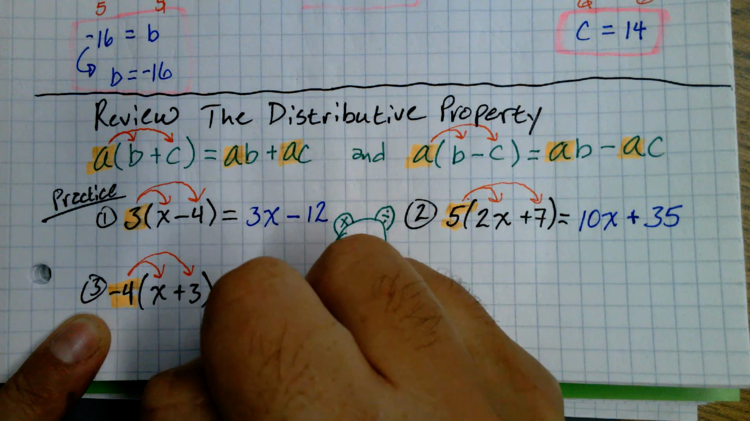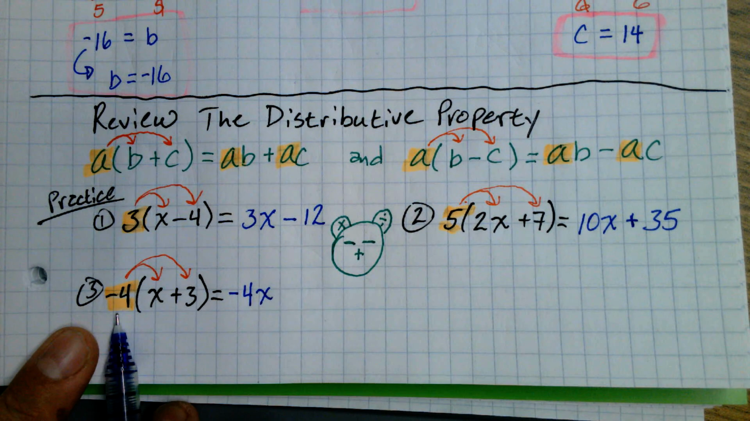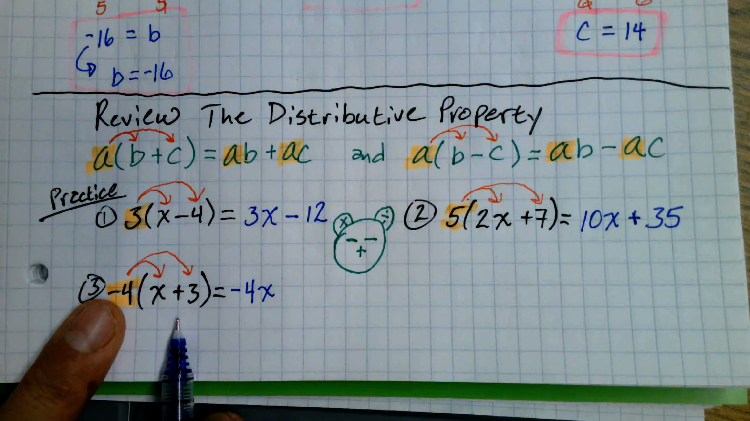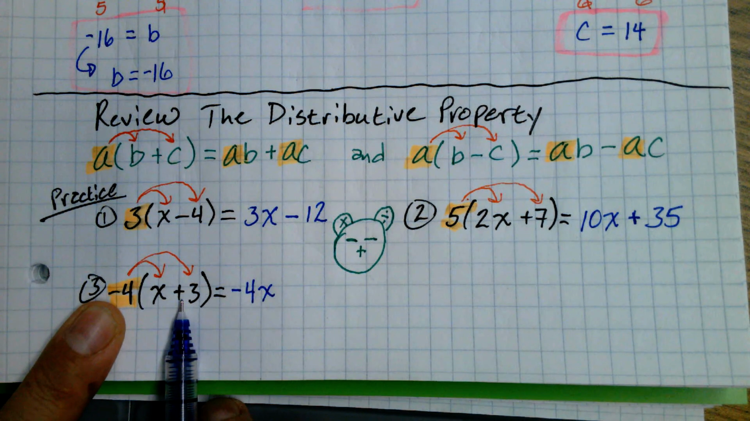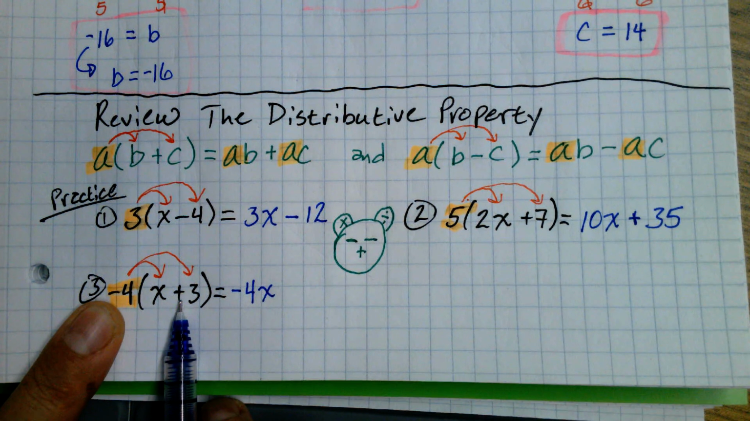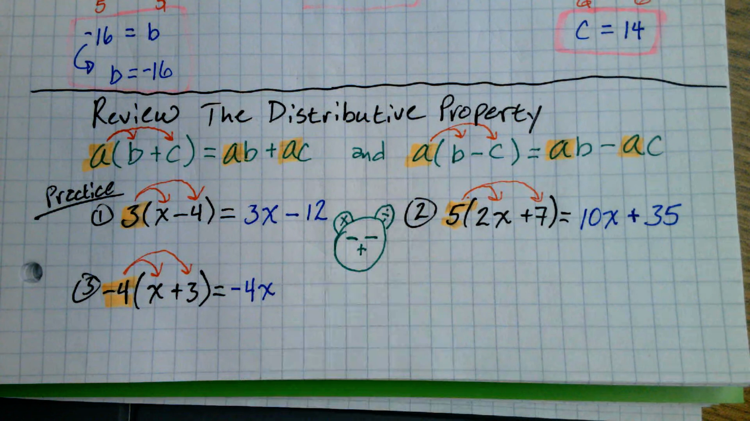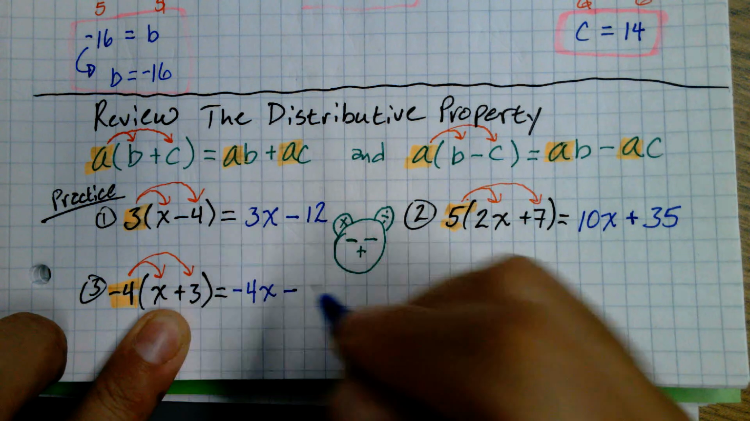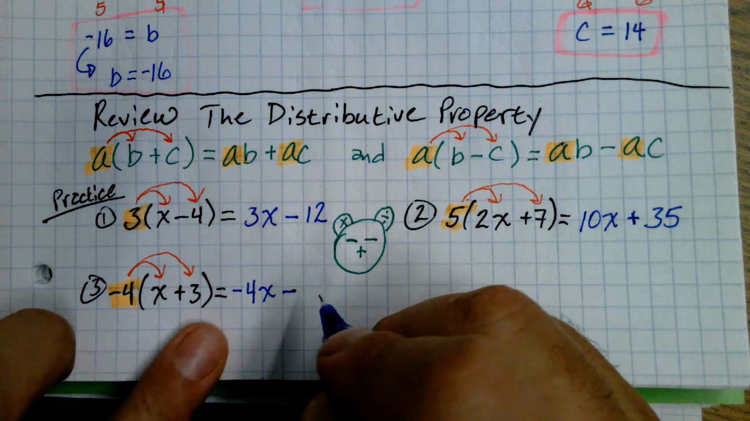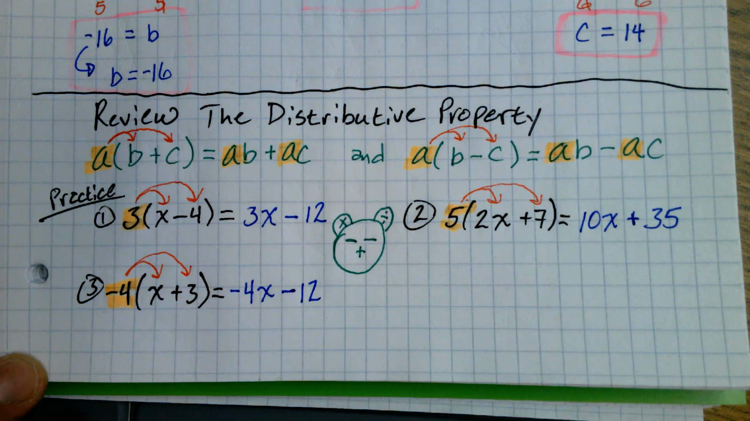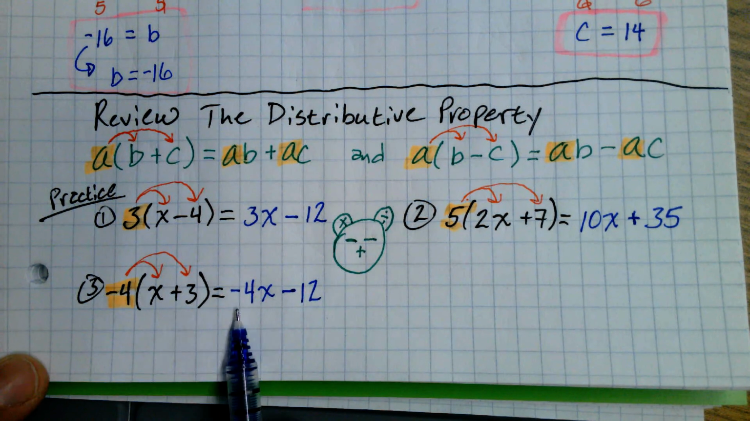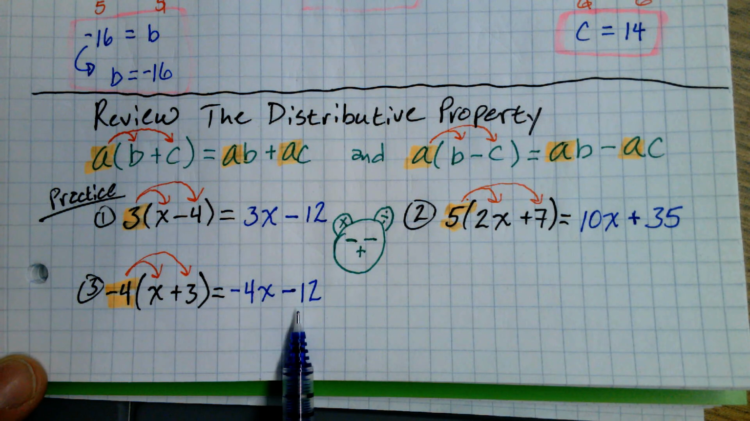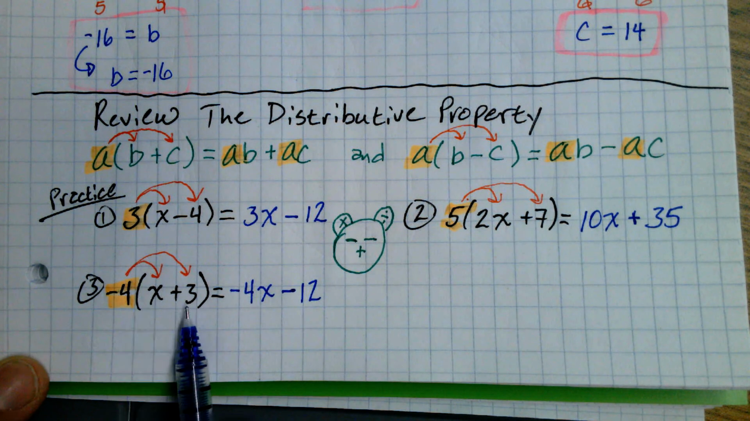Now we're going to multiply negative 4 times plus 3. Think of that as a negative times a positive. What's a negative times a positive? A negative, right? So this plus sign is not going to stay a plus sign. It's going to become a minus sign. And then 4 times 3 is 12, so minus 12. When you distribute, you get negative 4x minus 12 because we multiplied a negative times a positive.